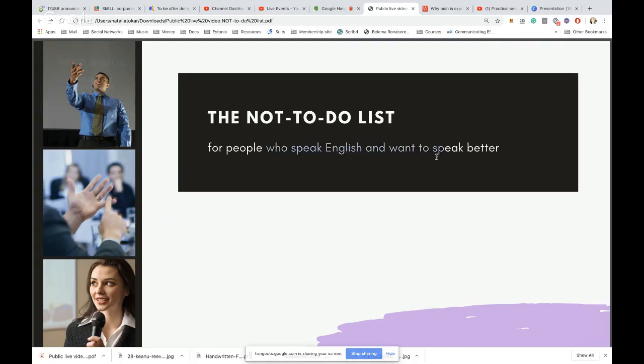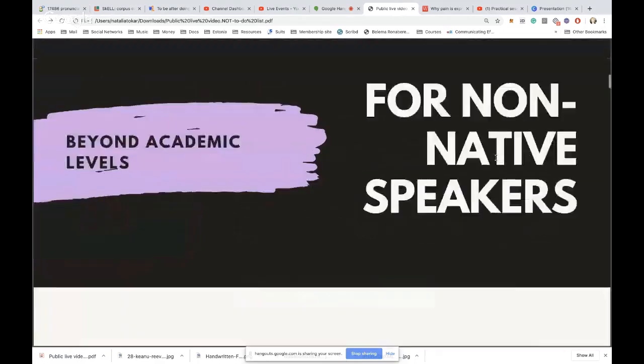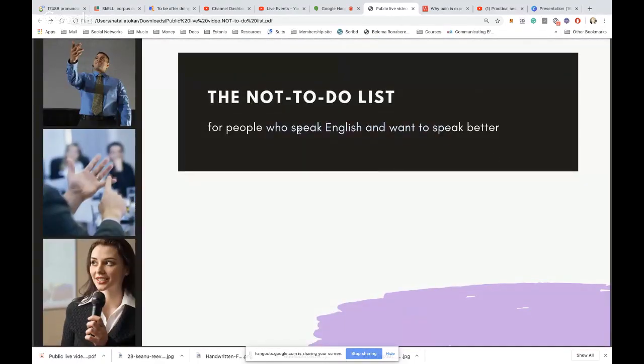You see, I could have said, just like I did in the beginning, the not to-do list if you're after quality communication in English, but here I decided to change it again. The not to-do list for people who speak English and want to speak better. The same idea expressed differently, expressed in different words.